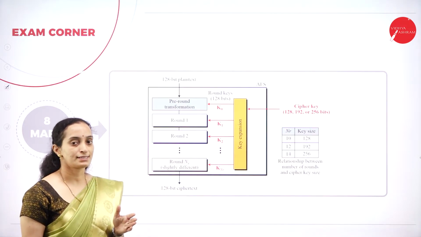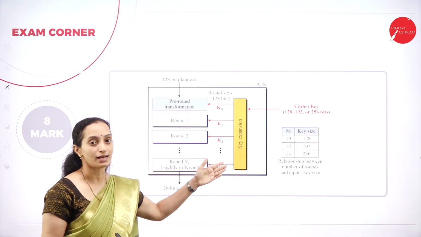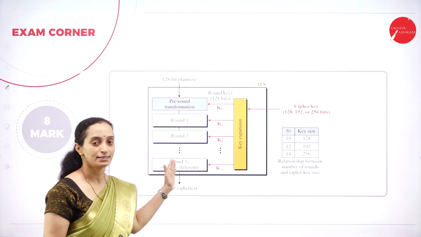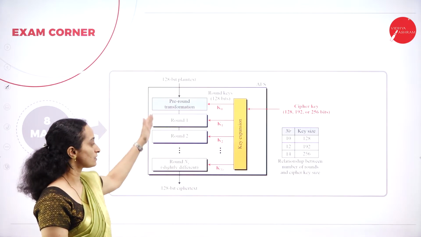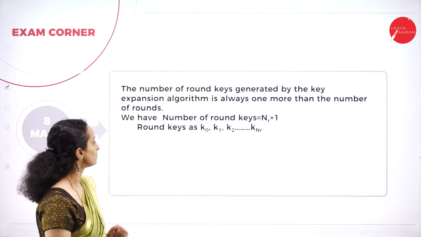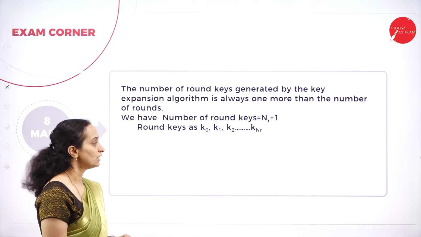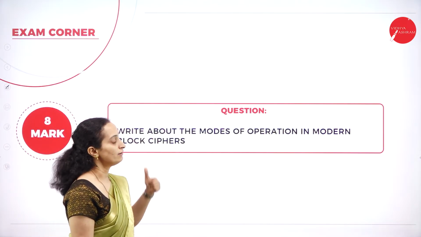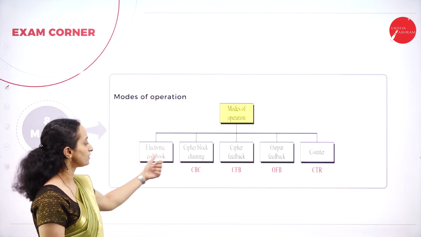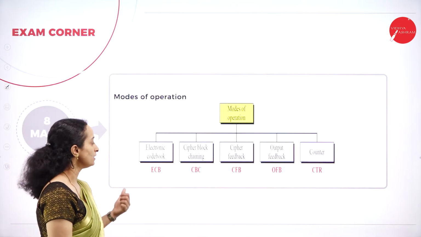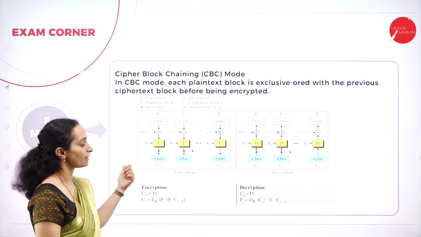Whenever there is a need of a diagram, please write it. Even though they haven't asked for it, please write the diagram. Okay, don't forget to add the diagrams here. So this is the diagram you can write down. Okay, then you can have the number of keys, how you can consider the number of keys. Next you have the modes of operation in modern block ciphers. You have these many modes of operation. You can explain one or two points about each of them.